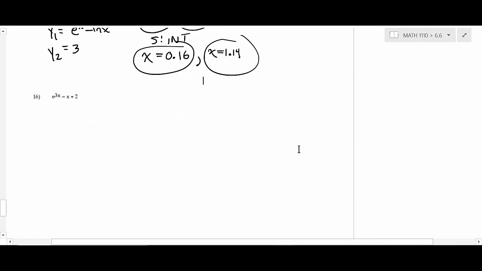I'm going to do this one a different way, because there's 2 ways you can do these problems. So what I'm going to do on this one is move everything from the left side to the right side. So we'll have e to the 3x minus x minus 2 equals 0. Okay, and you can use a slightly different technique. So what you're going to put in your calculator is y1 equals e to the 3x minus x minus 2.